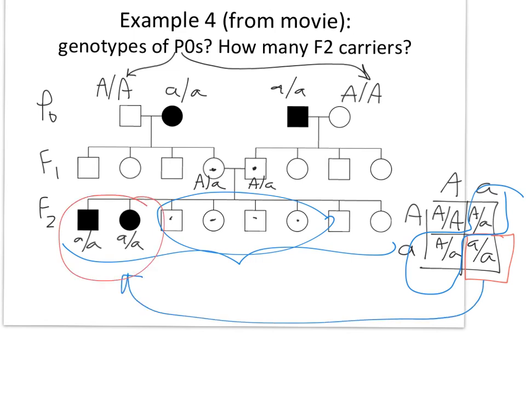you've got 2 little a over little a's, and then you've got 2 big A over big A. And of course, that's only if things are working exactly as you'd predict from Mendelian genetics, which, in a real family, doesn't have to happen that way. It'd be close to a 1 to 2 to 1 ratio.